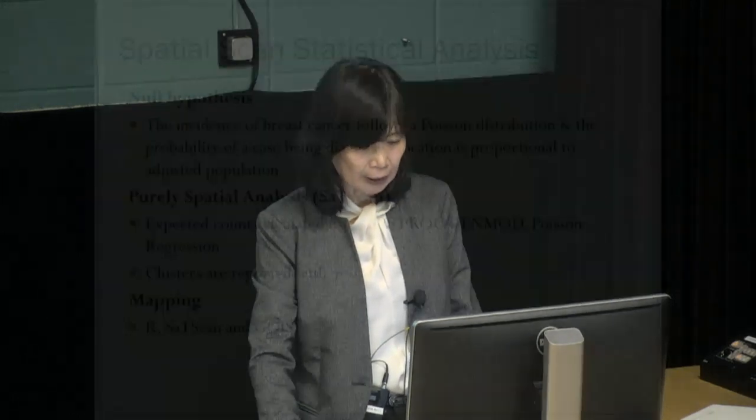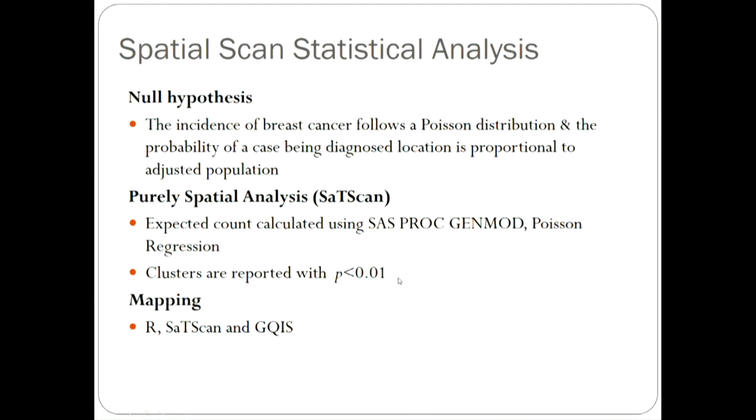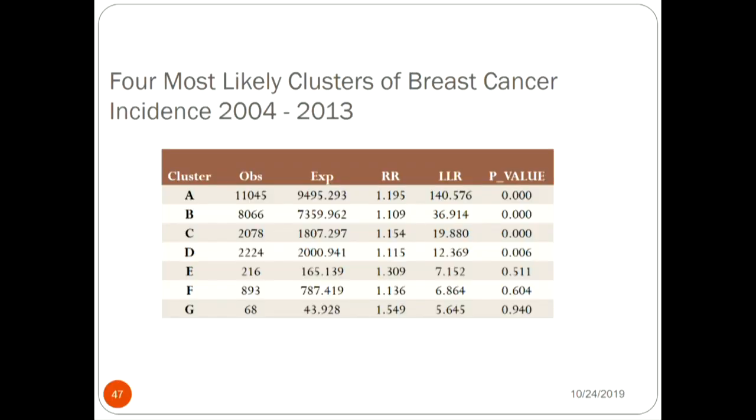Okay, so the clusters are reported with a p-value less than 1%. When we generate those outputs, the output together with the map data can be imported into R or other GIS software to make those map plots. Now here is the outcome for the most likely cluster of breast cancer for those 10 years.